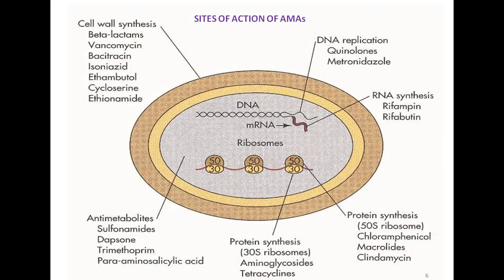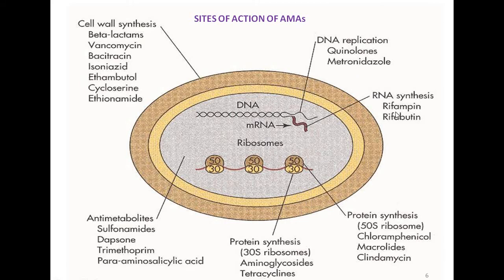Now this diagram depicts the different sites of actions of antimicrobial agents or antibiotics. For example, starting with the outermost layer of the bacteria, namely the cell wall, we have quite a few antibiotics which act by inhibiting cell wall synthesis in susceptible bacteria, like the penicillins, which come under the beta-lactam group, ethambutol, bacitracin, etc. Now moving to the next level, that is at the level of DNA synthesis, DNA replication is inhibited by the quinolone group of antibiotics and metronidazole.